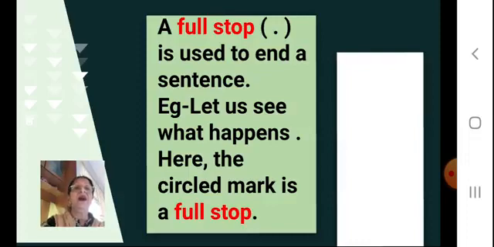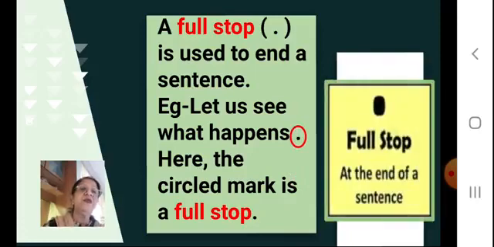Now I've told you again, but I repeat, a full stop is used to end a sentence. So always when we end a sentence, we put a full stop. Now there's the sentence, let us see what happens. And there, see, the sentence is complete, so a full stop has been put there. Here the circled mark is a full stop. So a full stop is always used at the end of a sentence, right?